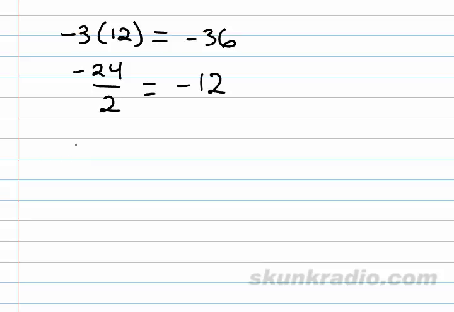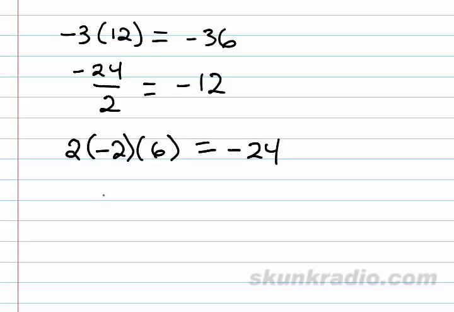If we had 2 times a negative 2 times a positive 6, I'm jumping ahead a little bit, but let's do the first two numbers. Positive 2 times a negative 2 is a negative 4, and then a negative 4 times positive 6 is going to be a negative 24. Or if we had negative 18 divided by negative 9, can you guess what that is? Negative divided by negative is a positive, so 18 divided by 9 is 2, positive 2.